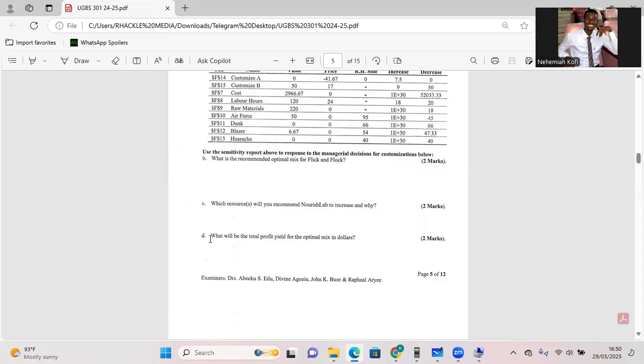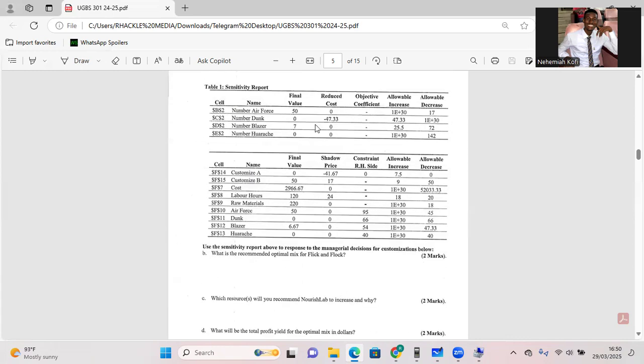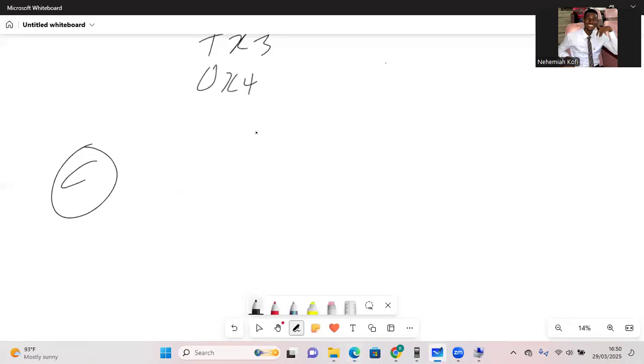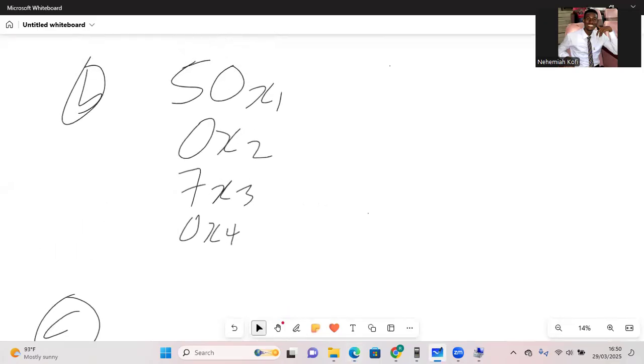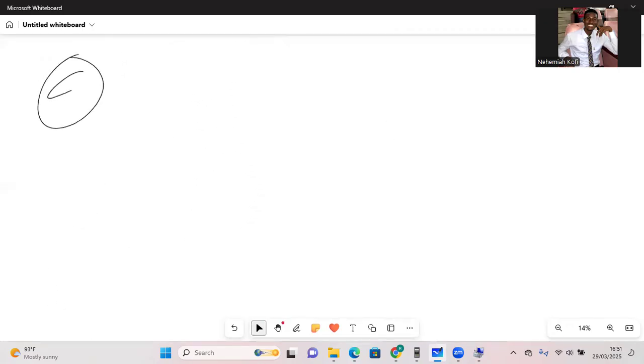Now, part D is asking what will be the total profit yield for the optimal mix in dollars, right? So the profit for the optimal mix in dollars is just you putting this in the maxi. Remember here we said that it's supposed to be 50 for x1, 0 for x2, 7 for x3, and 0 for x4. So we put the same thing in our maxi.